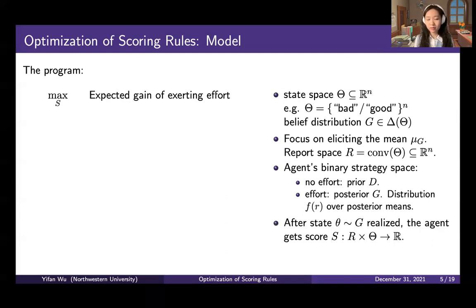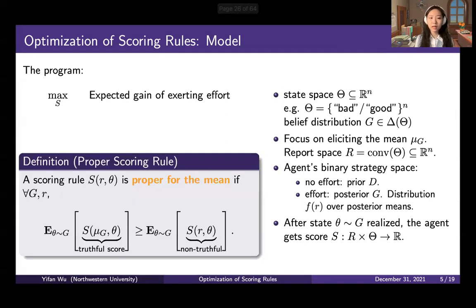And after the state theta is realized, the agent can get a score S, which is a mapping from her report times the state to a real valued score. This is the definition of proper scoring rule.